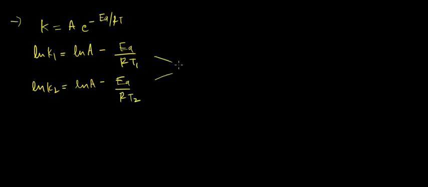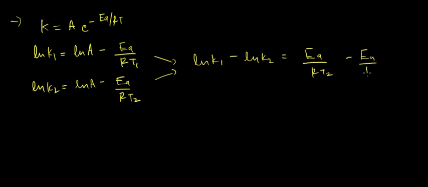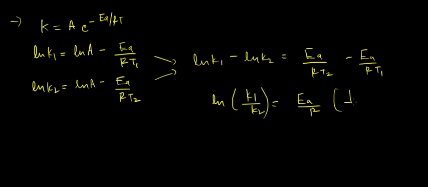So from both these equations we can write that ln k1 minus ln k2 would be equal to Ea upon R into (1 upon T2 minus 1 upon T1). So this can be written as ln k1 upon k2 equals Ea upon R, 1 upon T2 minus 1 upon T1.